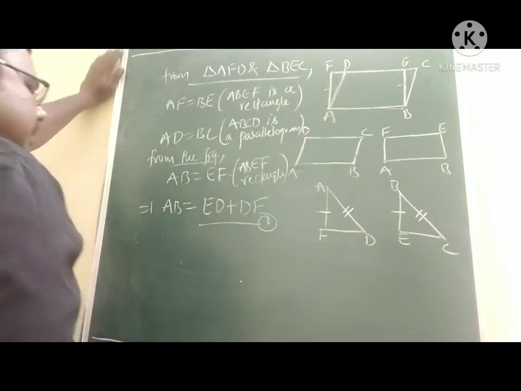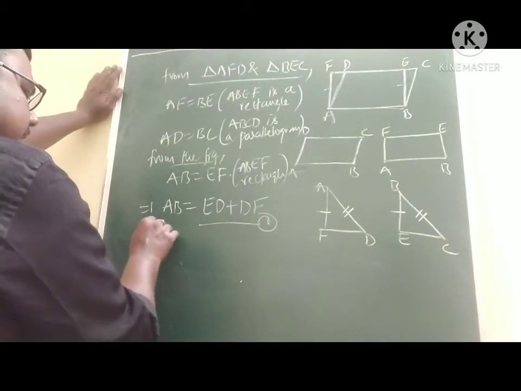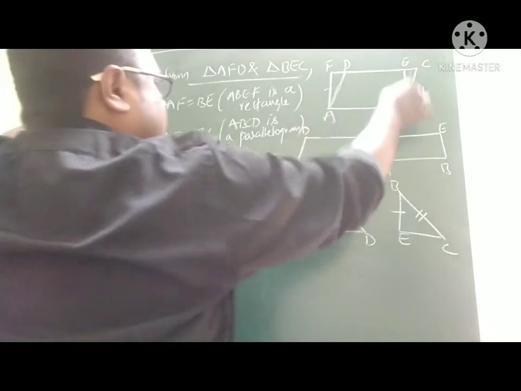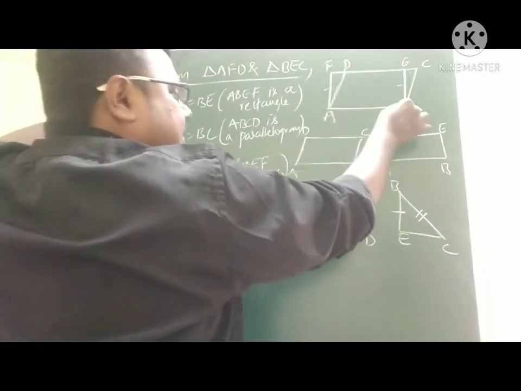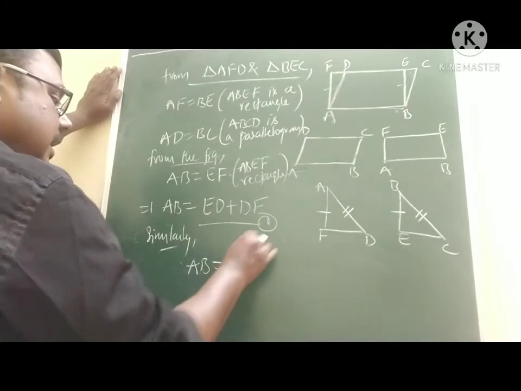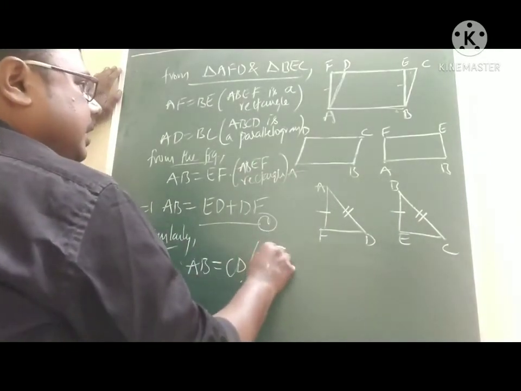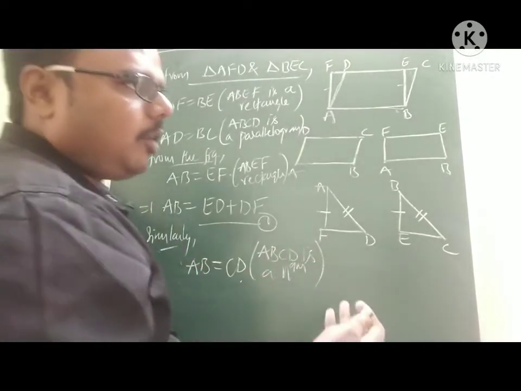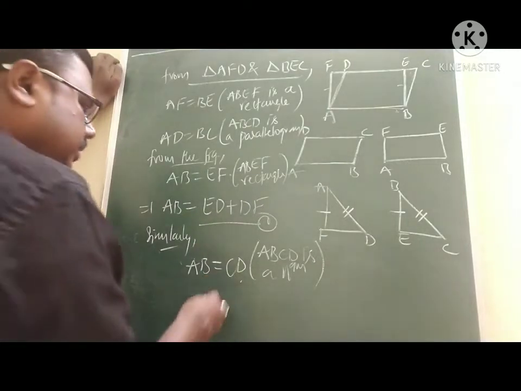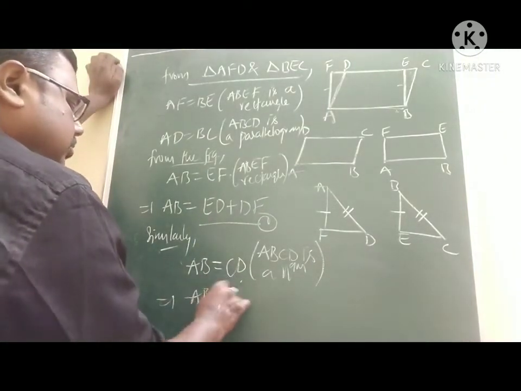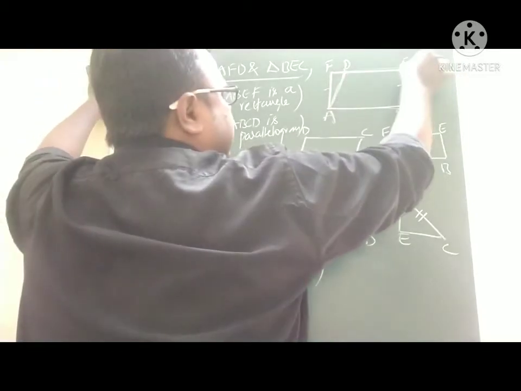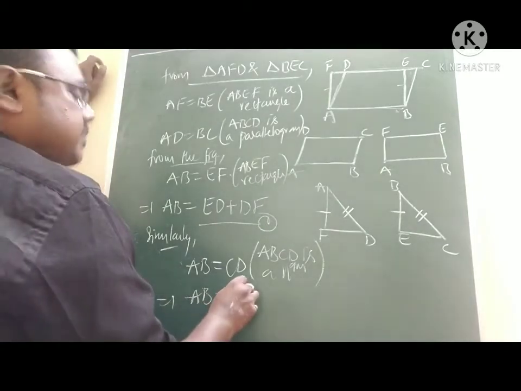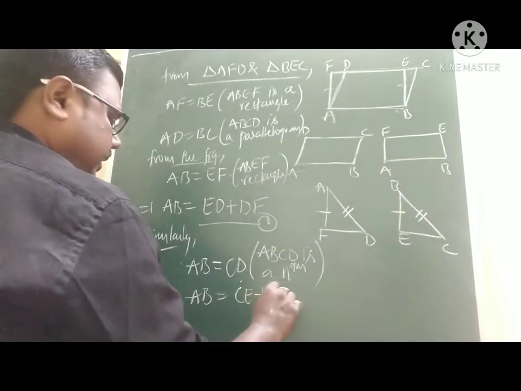Now similarly, when AB is equal to EF as per the rectangle, the same AB can be equal to CD as per the parallelogram. ABCD is a parallelogram, and in a parallelogram also opposite sides are equal and parallel. So based on that, here AB is equal to CD. CD also we can write in the combination as CE plus ED.